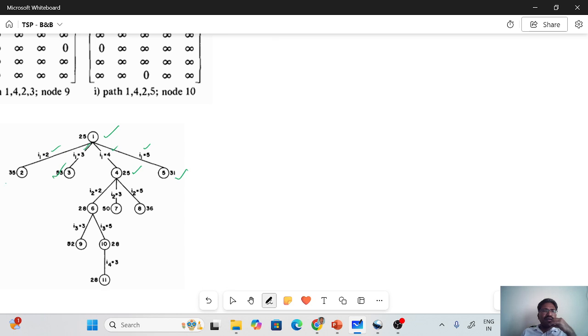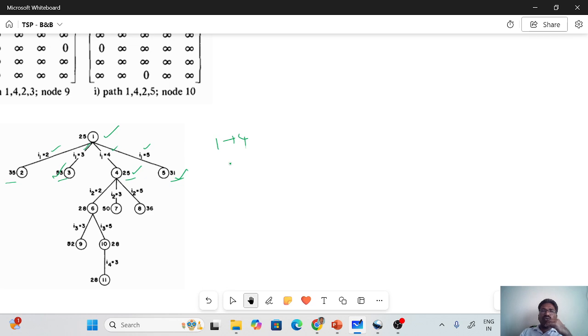Now from these values, which is the minimum? We are going to check. 35, 53, 25, 31. Which is the minimum? 25. Why are we considering the minimum? Because we are talking about the LC approach, so least cost of expanded live nodes. Whichever live node has the least cost, that only we are going to expand. So when I expand this one, what does that mean? I reach 1 to 4.